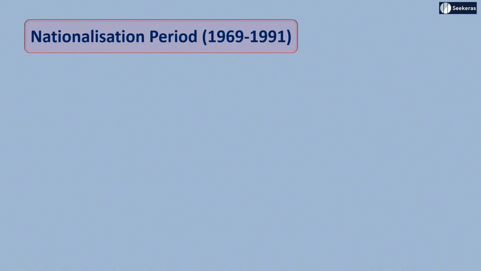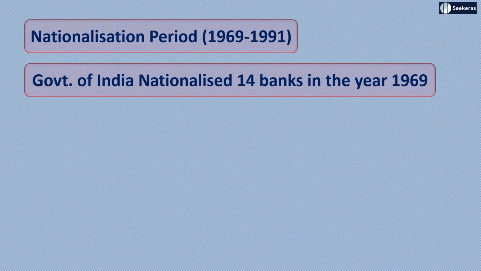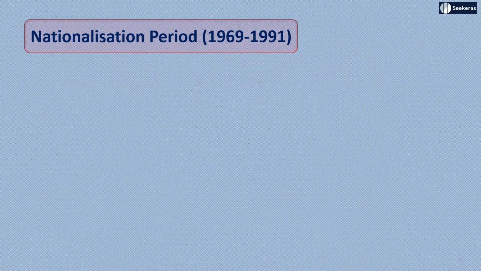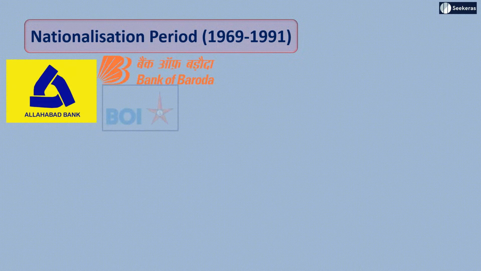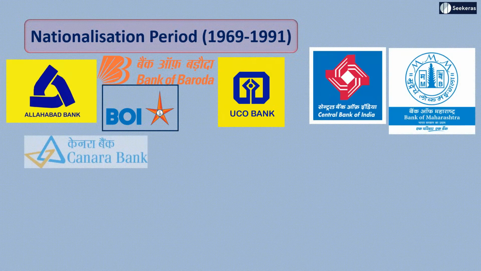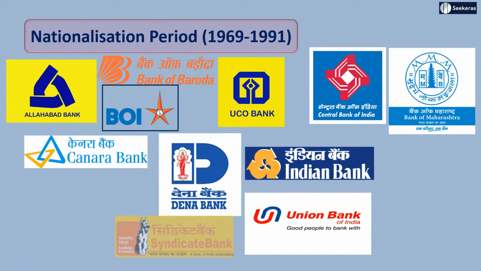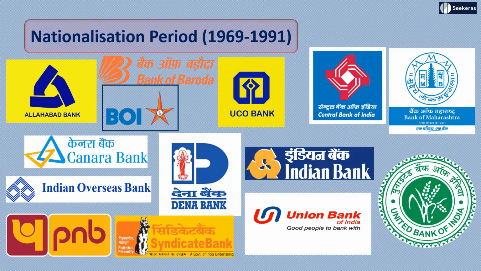In 1969, the Government of India nationalized 14 major banks whose national deposits were more than 50 crores. They are Allahabad Bank, now Indian Bank, Bank of Baroda, Bank of India, Bank of Maharashtra, Central Bank of India, Canara Bank, Dena Bank, now Bank of Baroda, Indian Bank, Indian Overseas Bank, Punjab National Bank, Syndicate Bank, now Canara Bank, UCO Bank, Union Bank of India, United Bank of India, now Punjab National Bank.